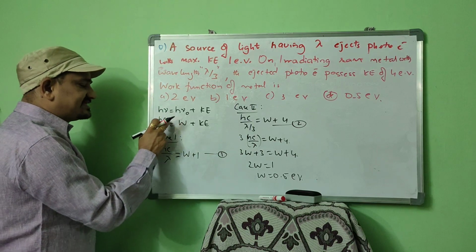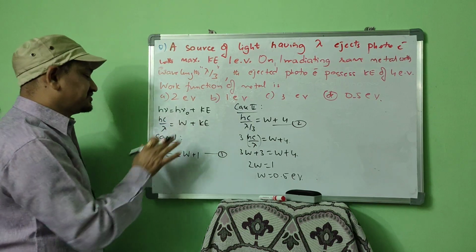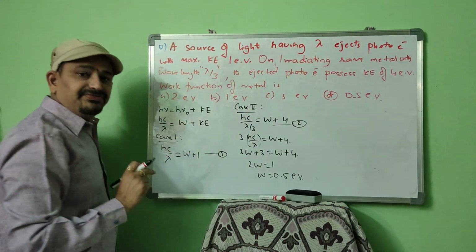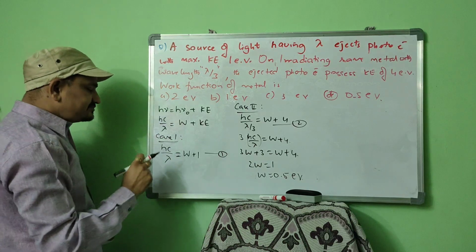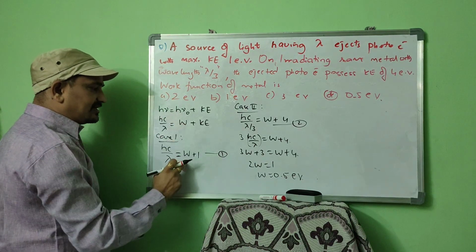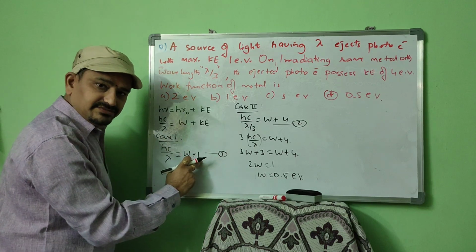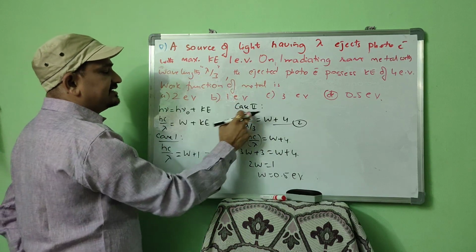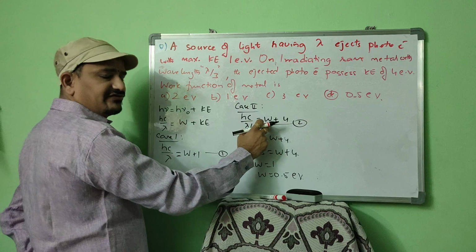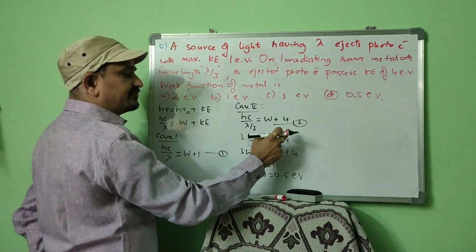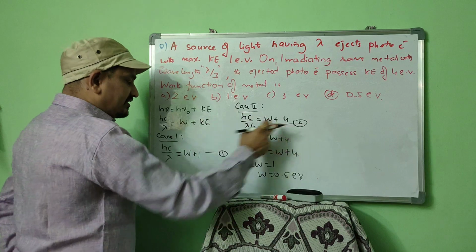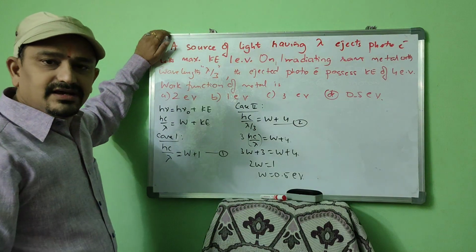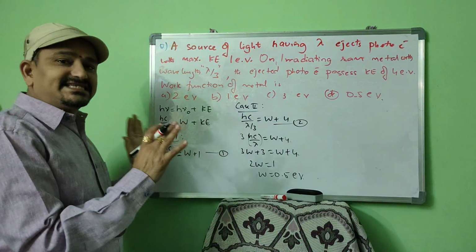I substitute this with hc by lambda equals work function plus kinetic energy. Now use this equation for case 1: hc by lambda equals W plus kinetic energy, given as 1 electron volt. Similarly, case 2 is hc by lambda by 3, the wavelength, equal to the work function, which remains the same, plus kinetic energy of the ejected photoelectrons, 4 electron volts. Now, simplifying these two equations, we get the work function as 0.5 electron volts. Understood? So, this is the second question.